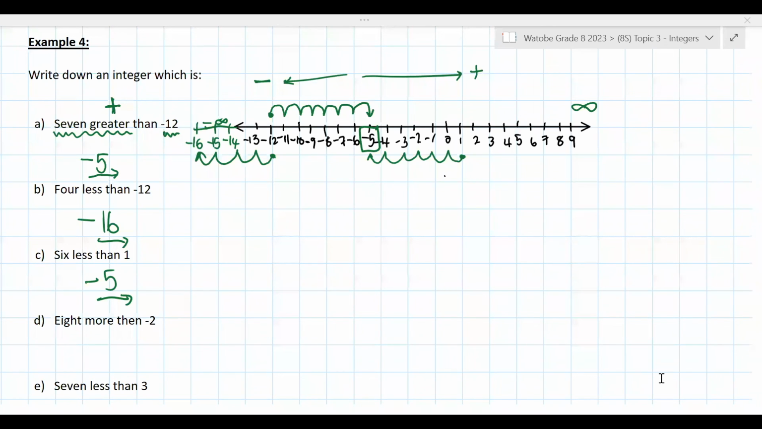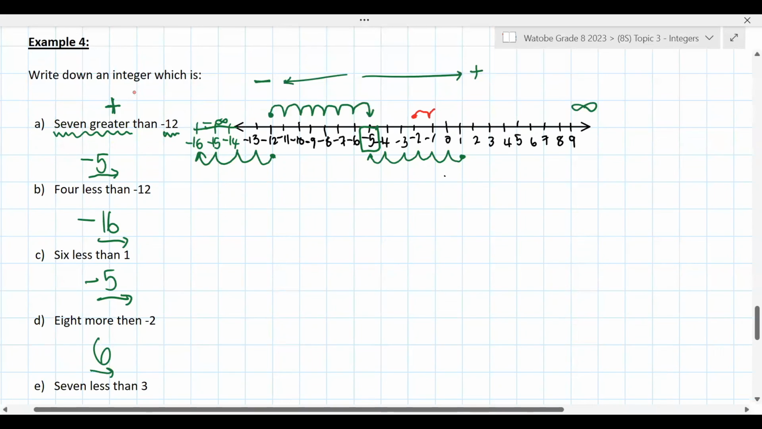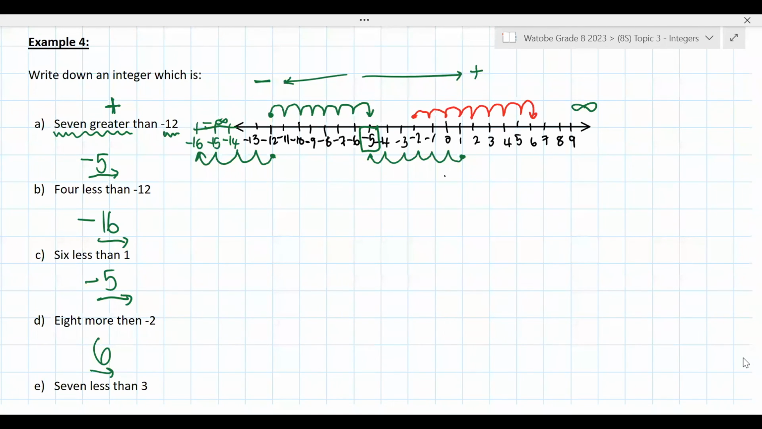Okay, Molemo, do you want to help me with D? Ma'am, D is 6. Perfect. Positive 6. Excellent. D is positive 6. It's 8 more than negative 2. So if we start at negative 2 and we add 8, 1, 2, 3, 4, 5, 6, 7, 8. So we end up at positive 6. Very nicely done.